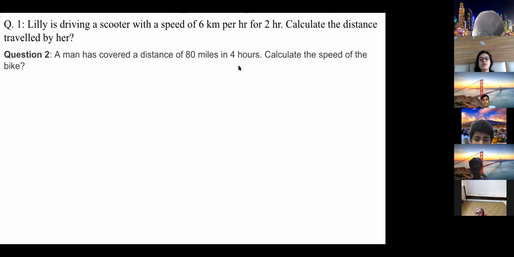A man has covered 80 miles in 4 hours. Calculate the speed of the bike. Find out the speed. I'm not calculating. Now tell me, and unit also. Formula, I'm writing it over here.